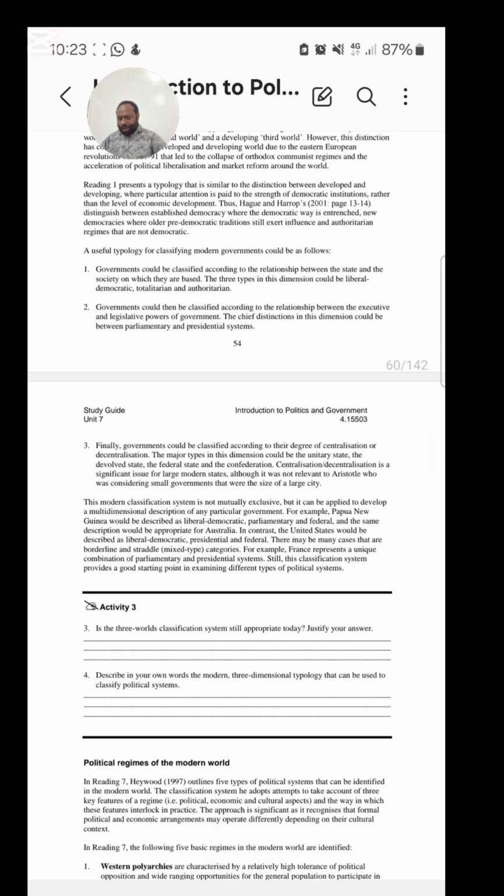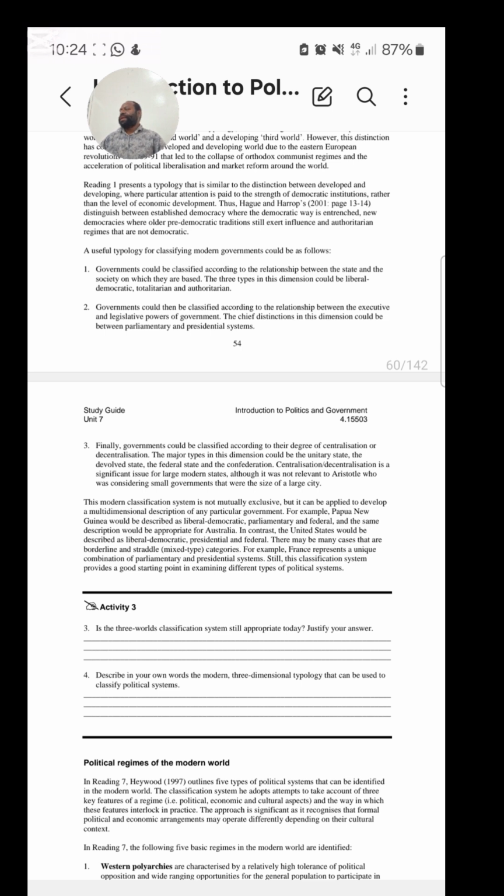Now, Hansen and Harab's typology for classifying modern governments classifies them into three forms, and let's go through these three forms here. Number one, governments could be classified according to the relationship between the state and the society in which they are based. Harab's view is that government classification can be viewed through the state and the society.